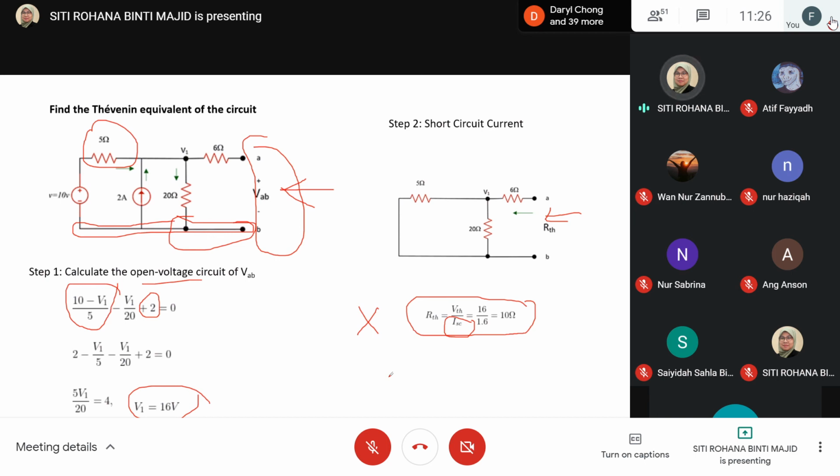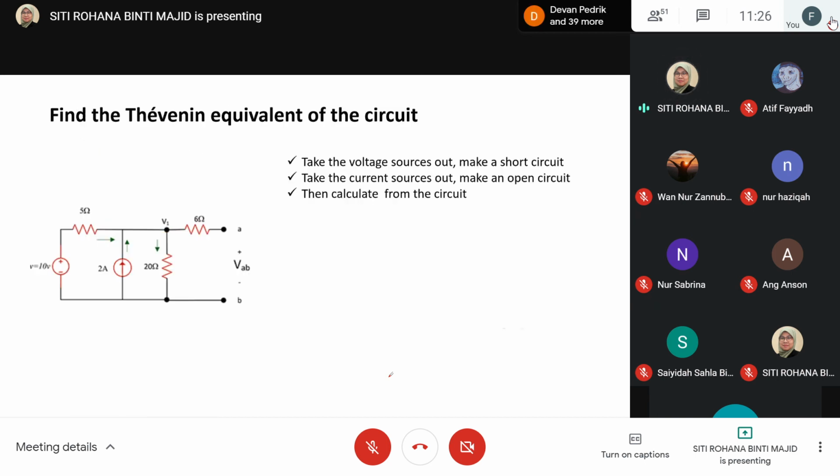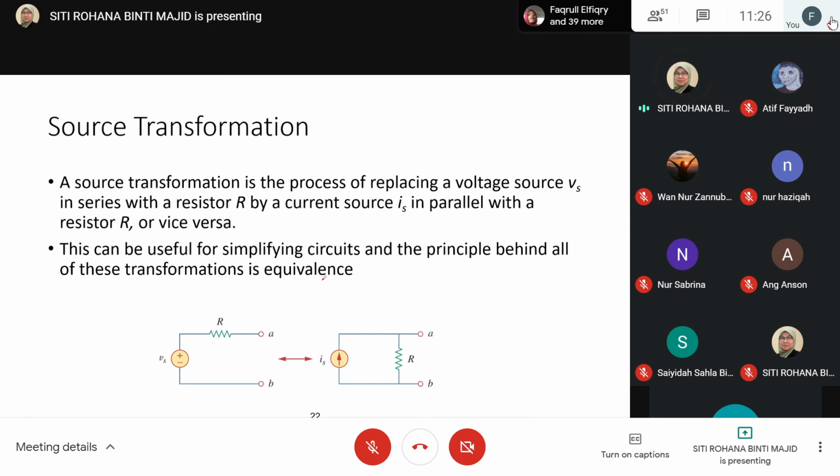I skip this one for the same circuit. I will remove it because I think I pasted a different circuit here. So that is Thevenin, and some of Norton.